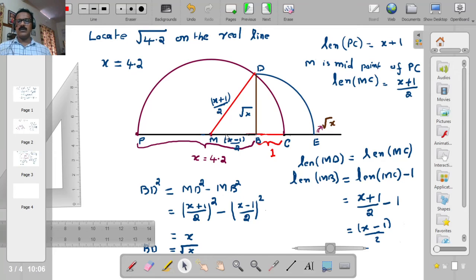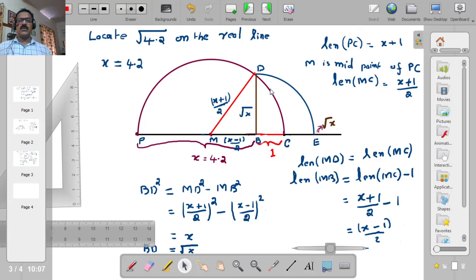Now we achieved our aim. We have constructed a right angle triangle with the length of base equal to (x minus 1) by 2 units and length of hypotenuse equal to (x plus 1) by 2 units. This is the right angle triangle MBD, right angled at B.